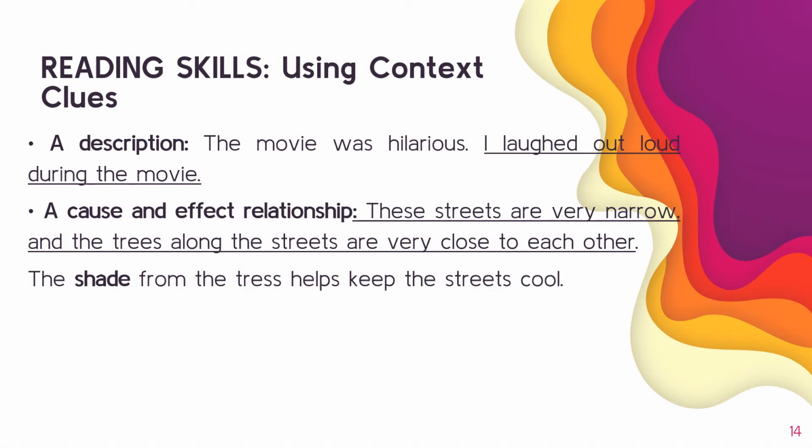Moving to the second example of using context clues: the movie was hilarious. I laughed out loud during the movie. Simply we can guess the meaning of this word if we don't know it before, as funny, because it's already mentioned that I laughed loudly. If I did not laugh, the movie was not funny. So look at the cause and effect relationship.